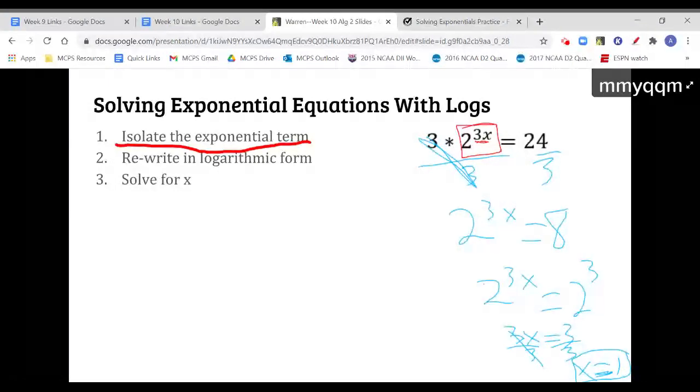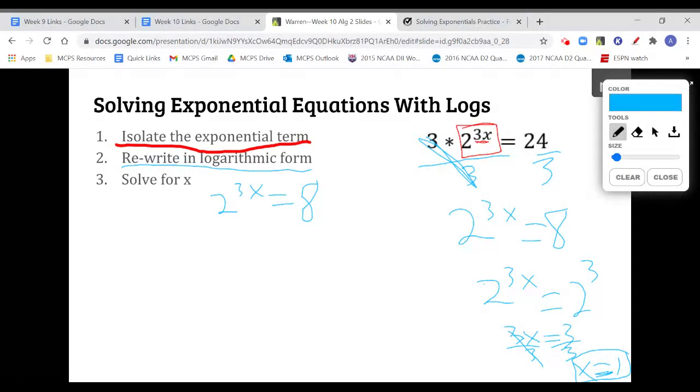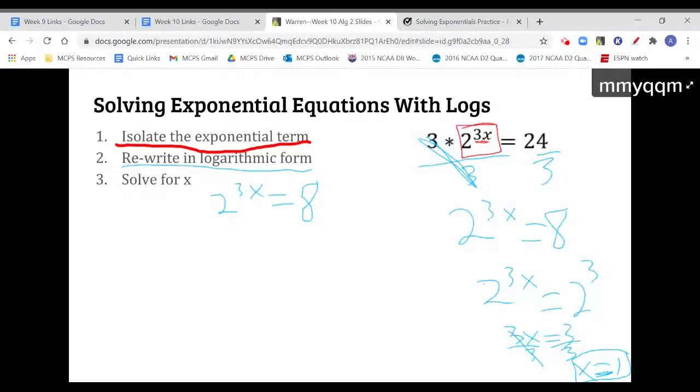So in the new method, my second step isn't to rewrite with the same base, it's to rewrite in logarithmic form. So I'm taking the equation of 2 to the 3x equals 8, and I'm going to rewrite that into logarithmic form. Now, remember that writing in logarithmic form involves me knowing what a logarithm is. So a logarithm basically asks what power takes me from one number to another number. So what power takes me from 2 to 8? So the power, or the exponent, is always the answer, because that's what a logarithm is looking for. So it's really log base 2 of 8 is equal to 3x.